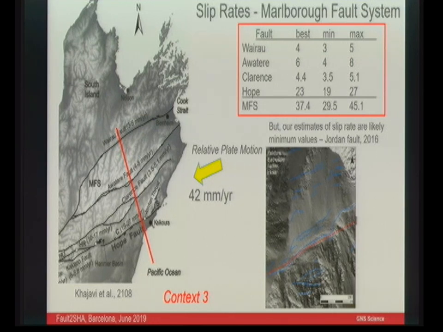Actually, in this earthquake, the Jordan thrust moved with strike slip motion. So here's a fairly important fault. It's got 10 plus millimeters per year, and in different earthquakes it's had different kinematics.